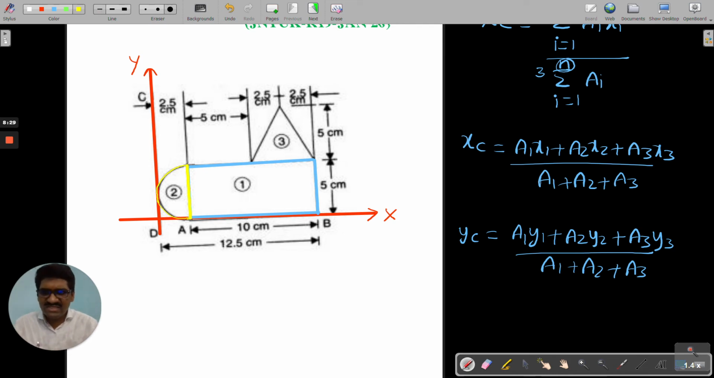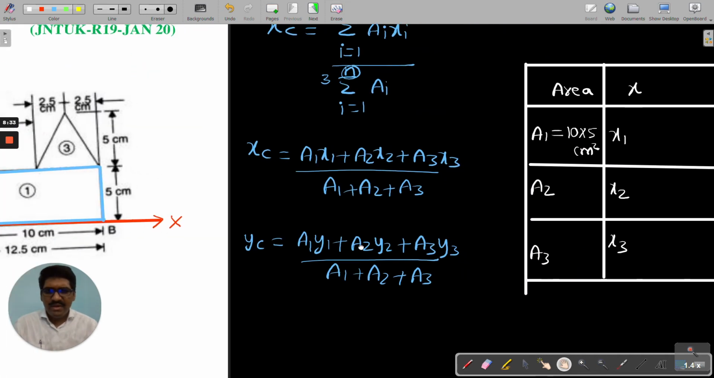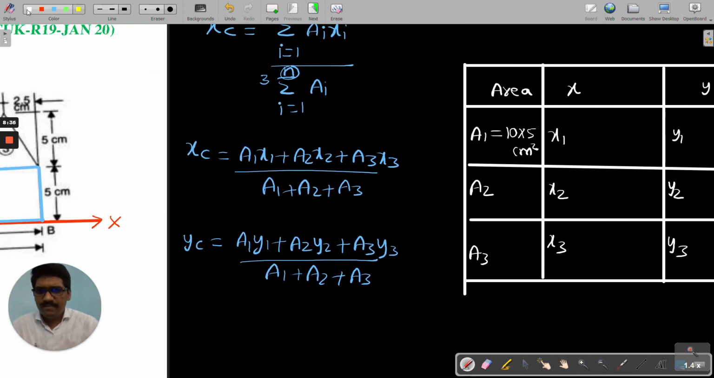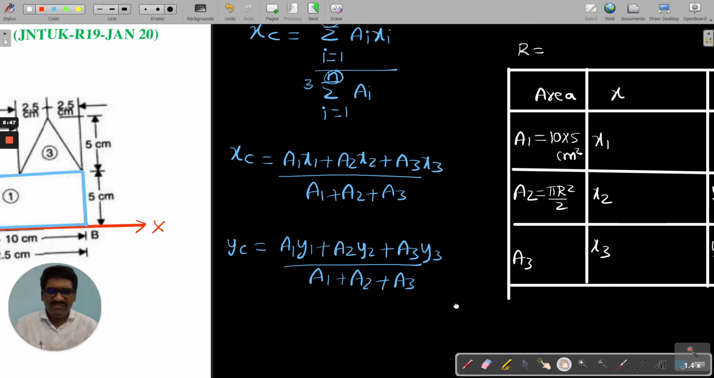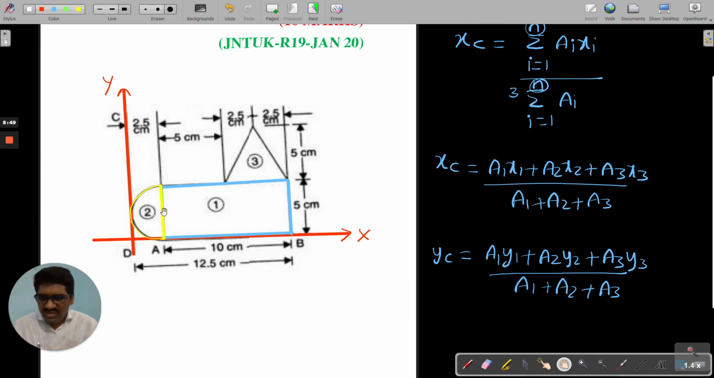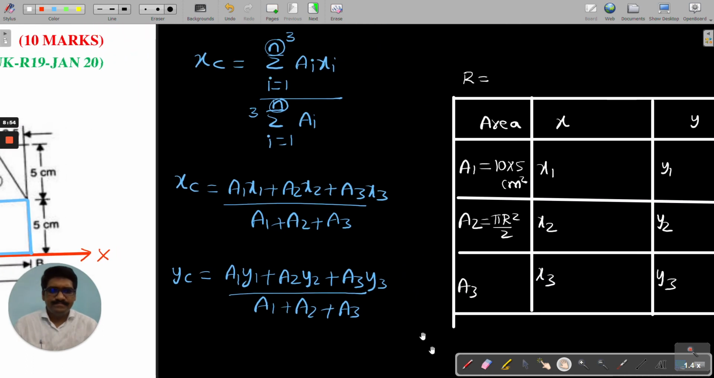You know very well, for a semicircle, this has to become definitely pi r square by 2. Pi into r square divided by 2. Where the radius is equal to how much, all of you? Can you see from the figure? Yes. So this radius is given as 2.5. That is the radius we have. So what becomes the area A3?